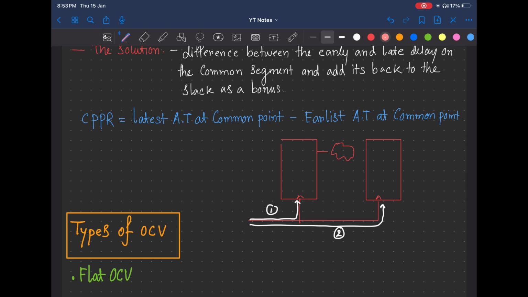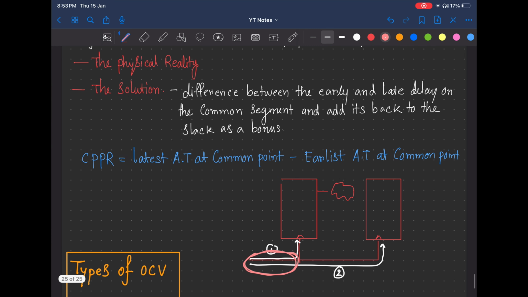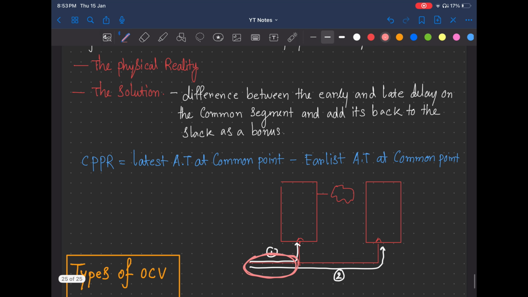So in this, when we are calculating the launch delay, capture delay, and all that, and multiplying with the derate factor, we multiply the same or common clock path at the same instant of time, with the late derate factor and also the early derate factor. So this is the artificial pessimistic way, and this is wrong.